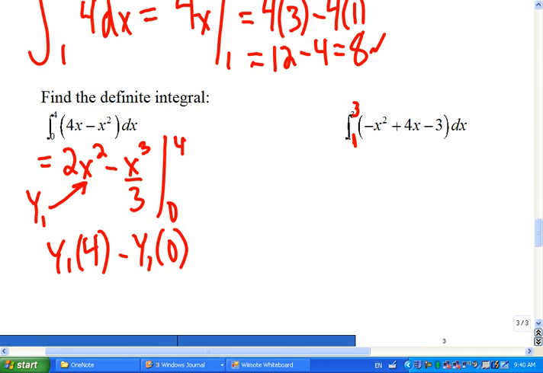So I end up with 10 2/3. Wait, 10 to the power of 2/3? No, 10 2/3. So you could also write it as 32 over 3 if that's easier. Okay, so I'll give you another minute in case you're working on that next one still.